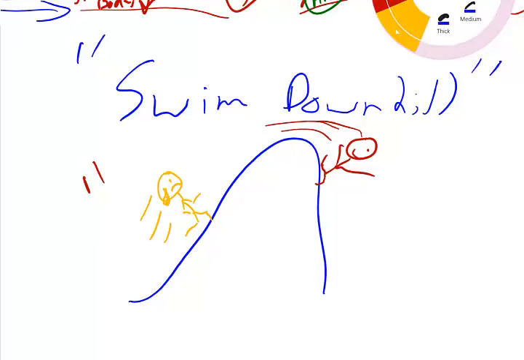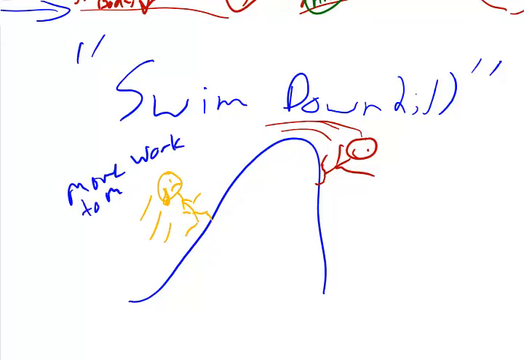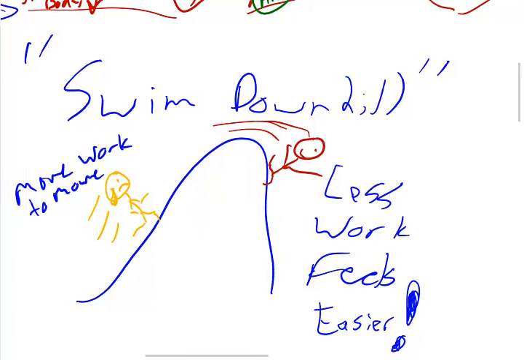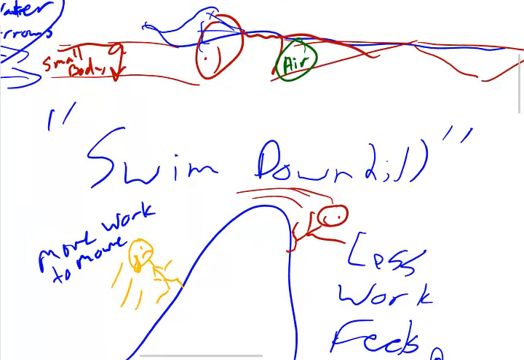Oops, I'm going to change it to blue here. So this is more work to move, less work, feels easier. That's why we like to swim downhill for technically efficient freestyle swimming technique.